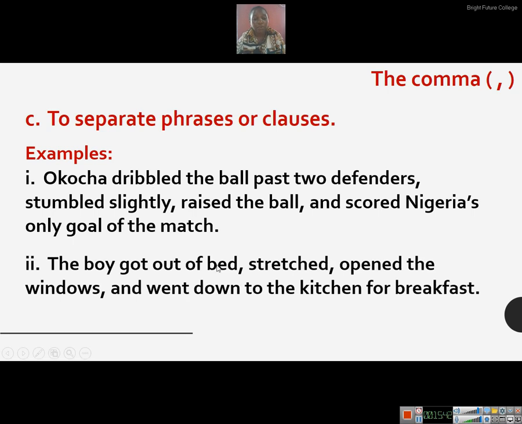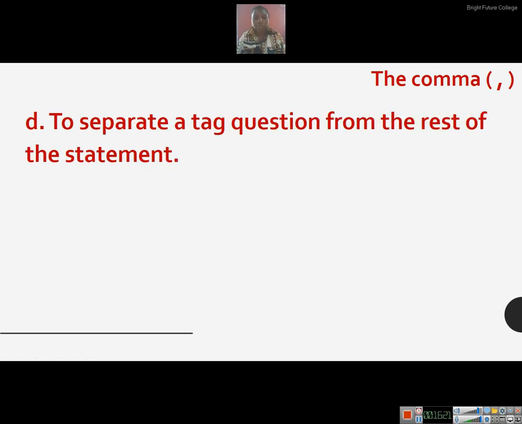The second example: the boy got out of bed, stretched, opened the windows, and went down to the kitchen for breakfast. So we have all of these actions that were carried out. We have commas there to show the pause of what happened in the sentence. Remember that this is one sentence, only showing pauses with the comma. So the comma is used to separate phrases or clauses.